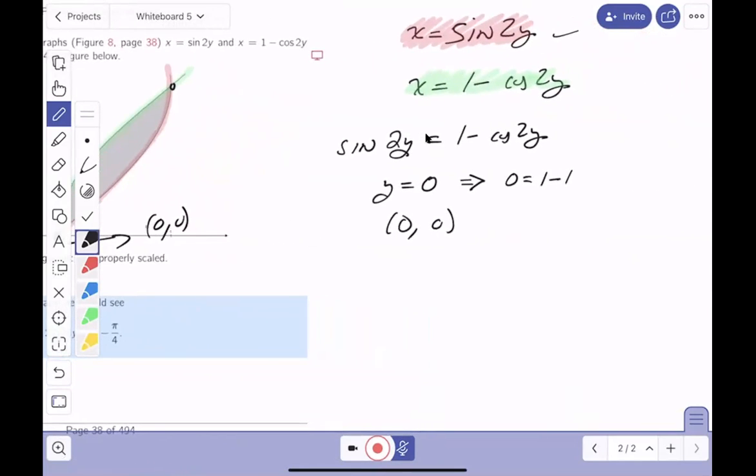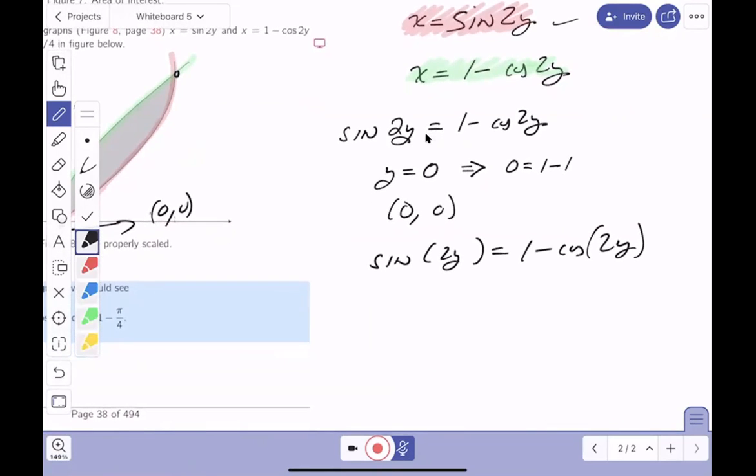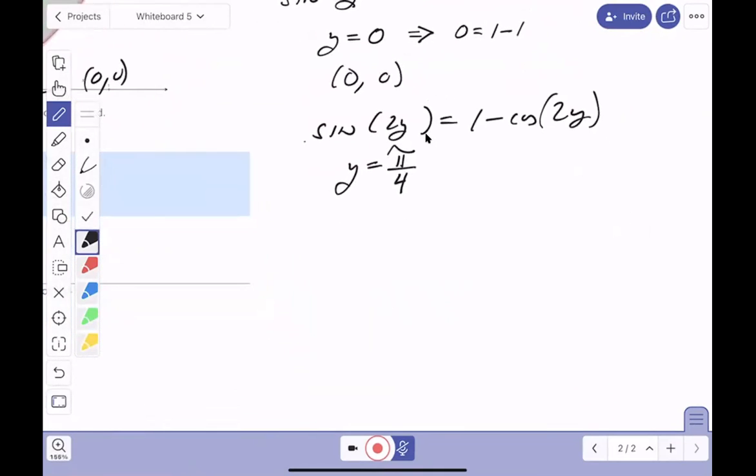So, where else would that happen? Let me write this over here. So sine of 2y would equal 1 minus cosine of 2y. And I realize this is tough. So I'm going to say, thinking about it, I'm going to say pi over 4. You may ask, why are you using that nice number there? I think it's a nice answer.